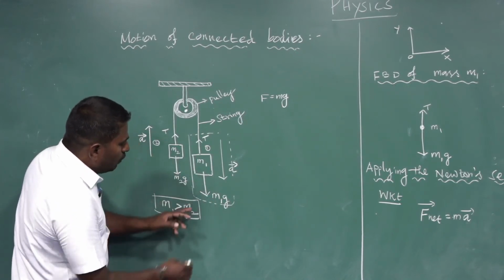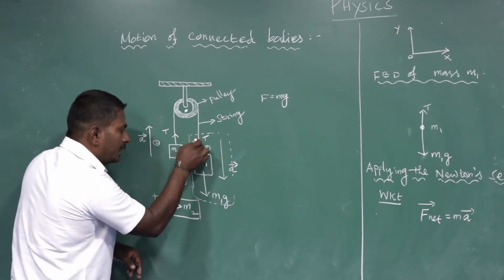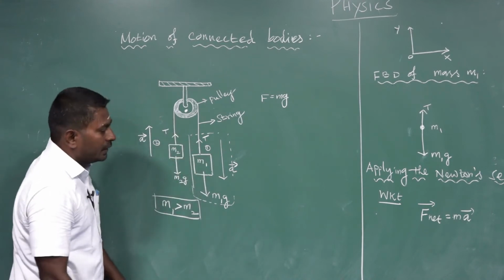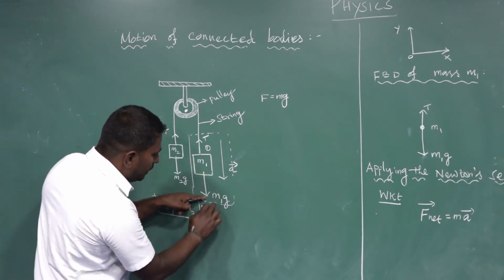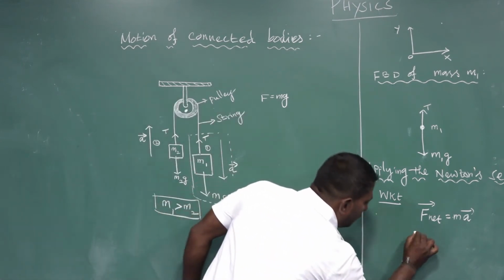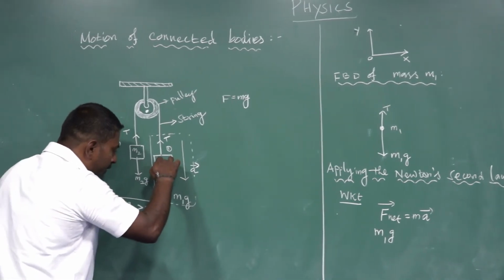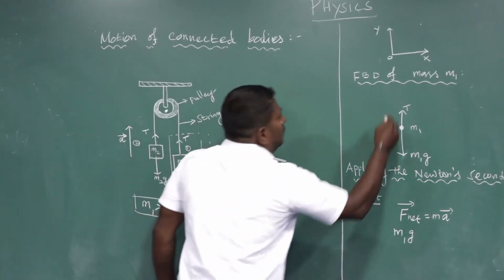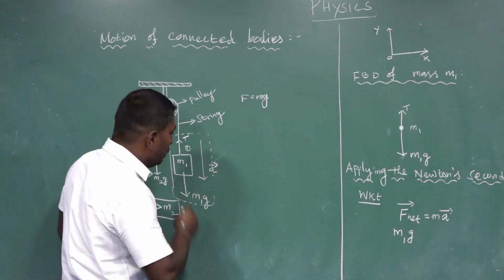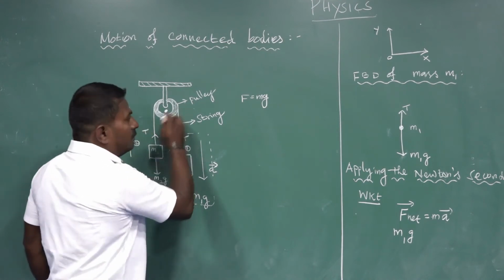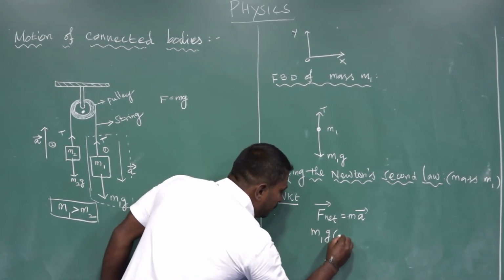How do we find it? One force, the gravitational force, acts vertically downward, m1 into g. In vector notation, that force acts in the downward direction, which is taken as the negative y-axis. The upward direction is the positive y-axis. Therefore, the gravitational force is m1 into g, negative y-axis, minus j cap.